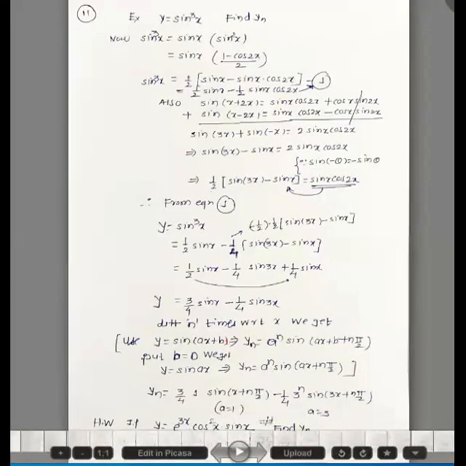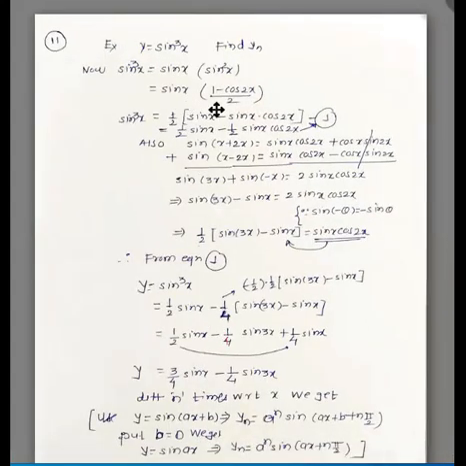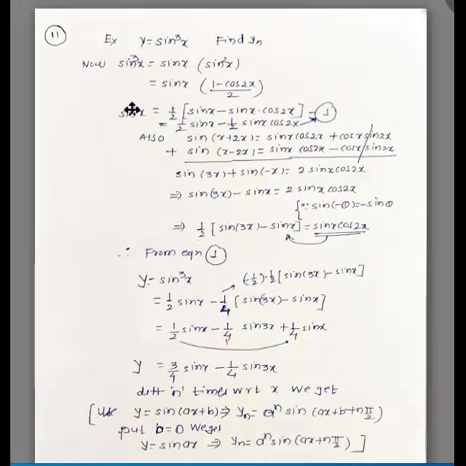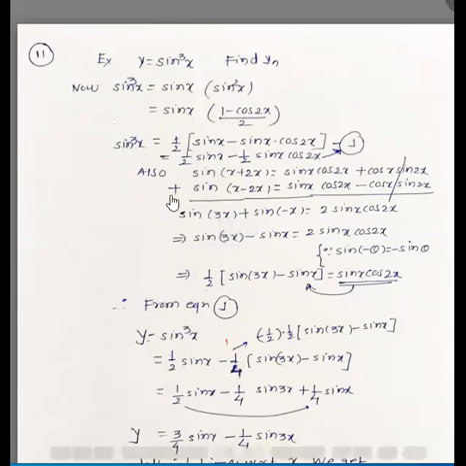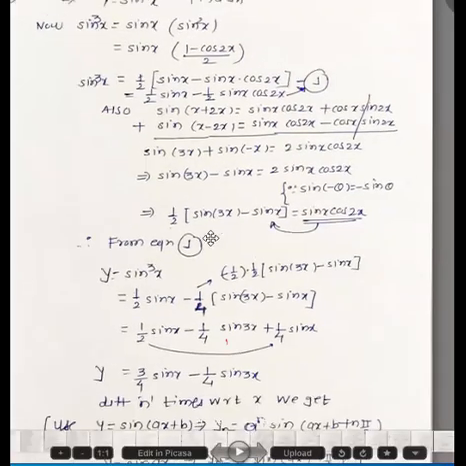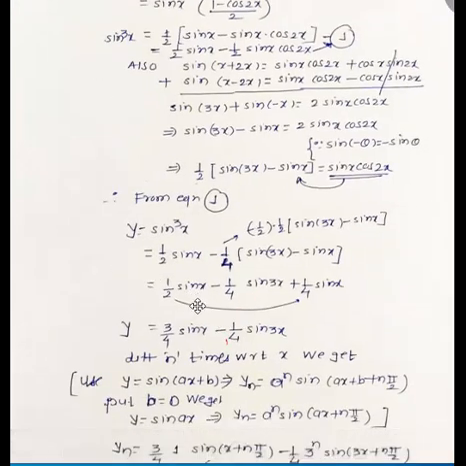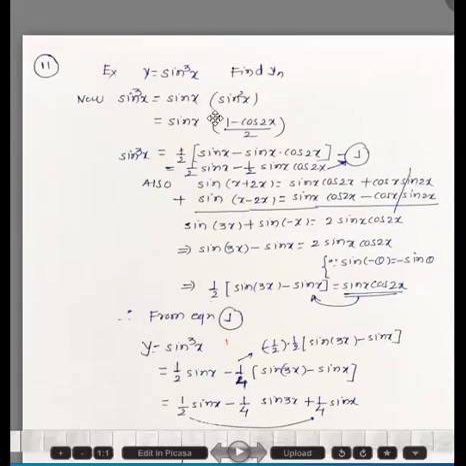Next example. Sine cube x. Find out nth derivative. Now we don't have any formula to find the nth derivative of sine cube x. A direct formula is not available. The formulas we have derived are for sin(ax plus b) and cos(ax plus b). So we want this format, sin x, sin 3x, like this. So we convert it first to that format.